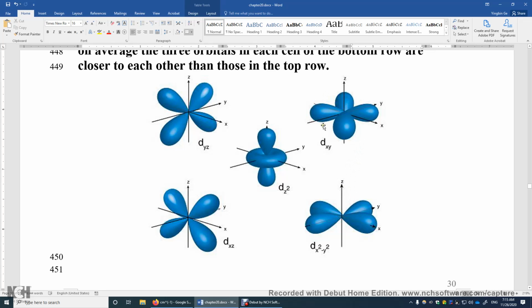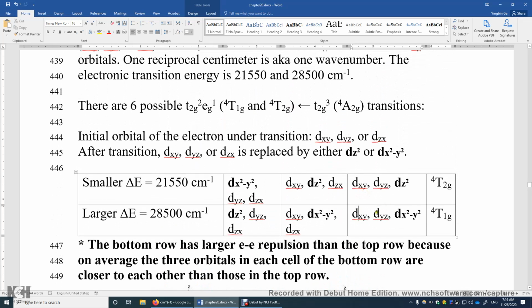And if I draw the four lobes of dx squared minus y squared here, these four lobes and these four lobes are awfully close to each other. There's strong repulsion. If you put one electron here and one electron here, these two electrons will strongly repel each other just because they are close to each other in space. So that's why you have large repulsion between this orbital and this orbital.